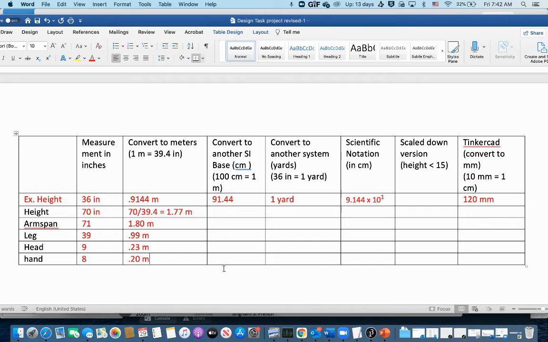Okay, so if you need to pause this any moment, go ahead and pause. I'm just going to keep going and go through all these numbers just to show you what it'd be like. The next one is I want to convert to centimeters. So there's 100 centimeters in a meter.